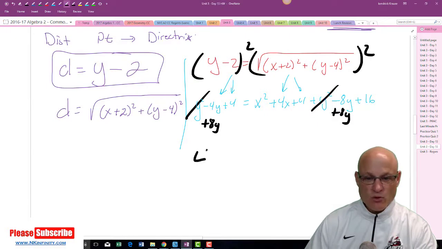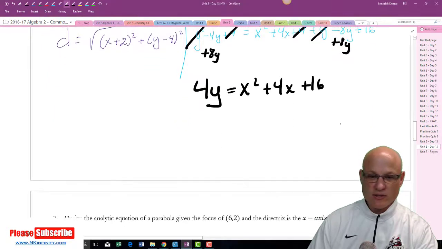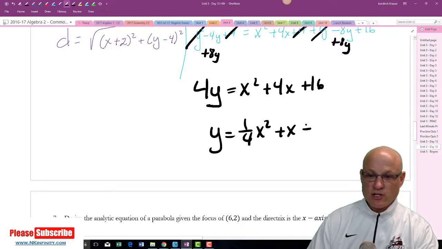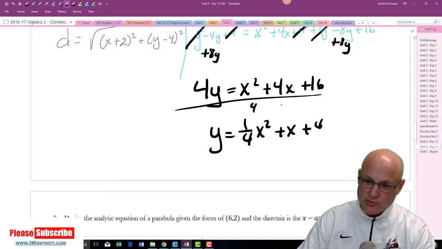So I get 4y, the 4 is canceled too, equals x squared plus 4x plus 16. This looks very familiar. Divide by 4, I get y equals 1/4 x squared plus x plus 4. Remember, I divided everything by 4. Now I'm going to check my answer. This should be a 4 here, by the way.